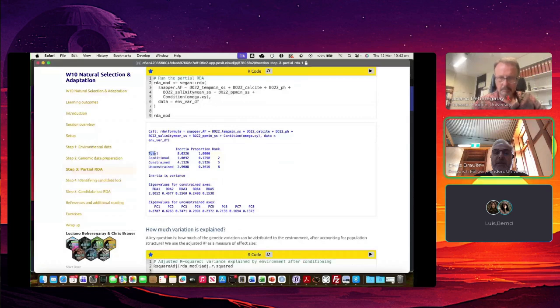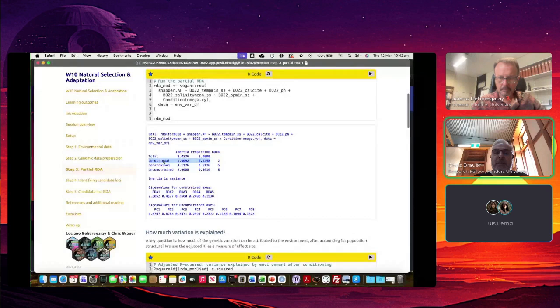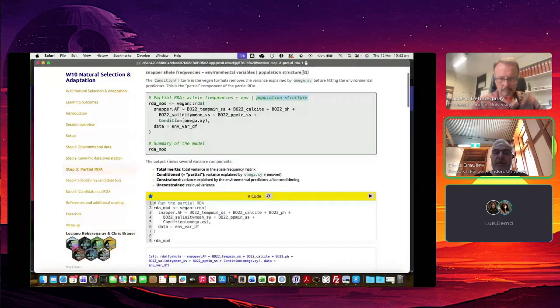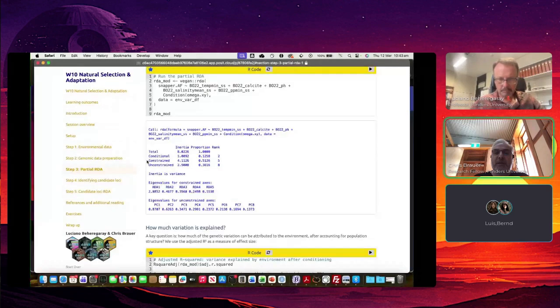So this is the variance in the model that you can attribute to the population structure, or in our case, the omega matrix. So this is the neutral population structure, how much that omega allele frequency covariance matrix explains of the variance in your genomic data.